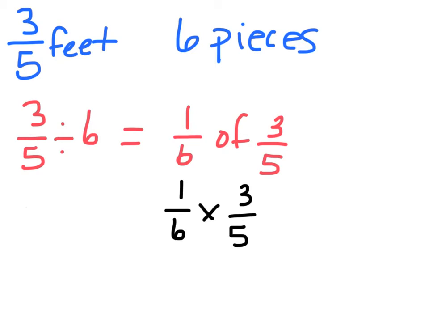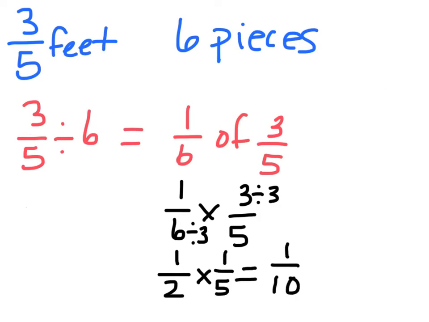Now we can cross-reduce in this problem by dividing by 3, giving us new fractions of 1/2 times 1/5. And our final answer is 1/10. Each piece of wire is 1/10 of a foot long.